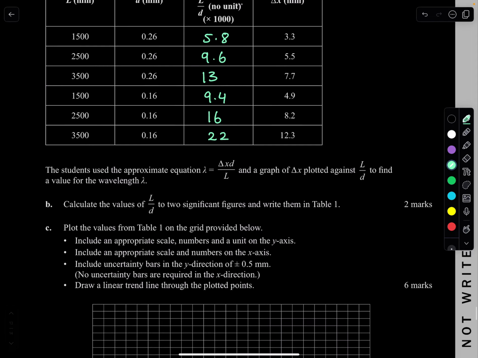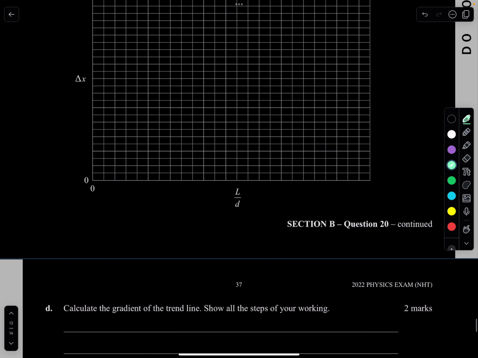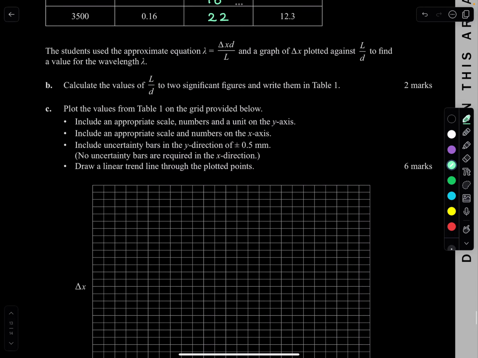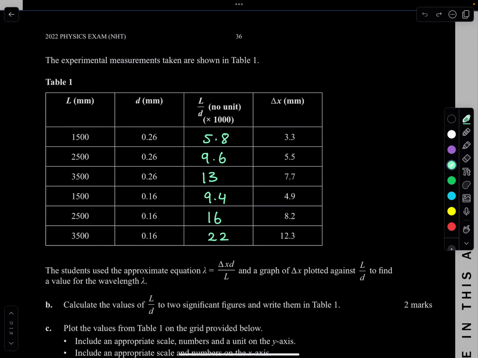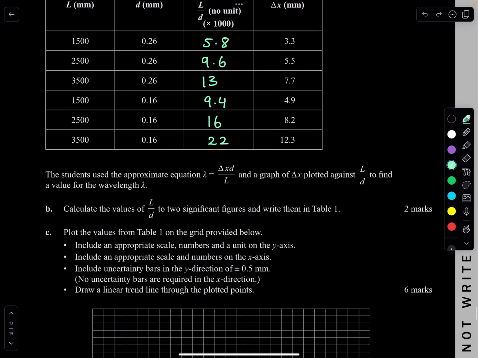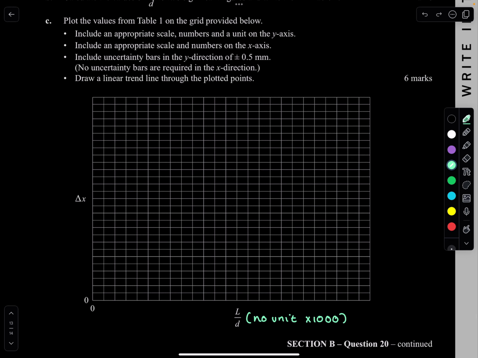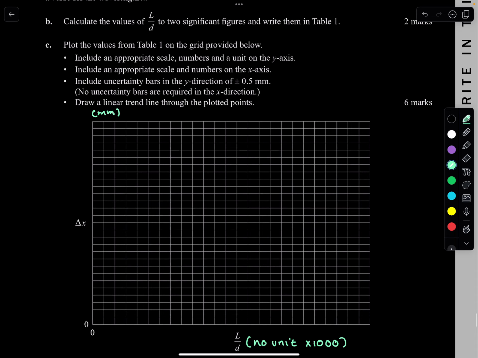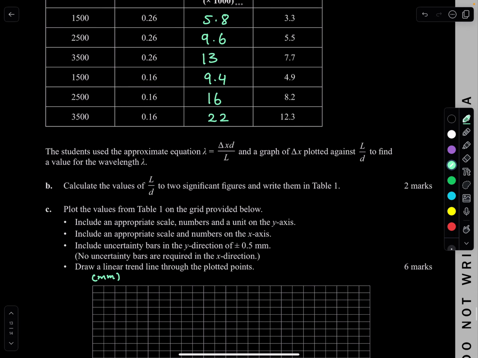So first, we have L over D, and we got it here. So it's no units, and we're also going to make it times 1,000. Make sure it's times 1,000. We're going to use these values over here, and change in x is going to be in millimeters. We're going to keep it in millimeters. That is it, and we're going to approach the scale. So L over D is what?